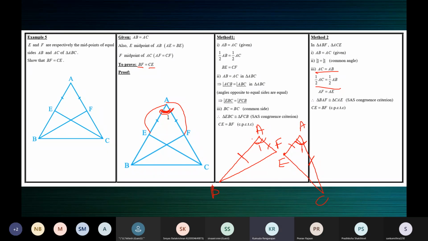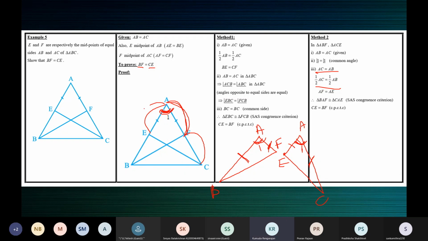See, one is angle A is equal to angle A, common angle. Then AB of this triangle is equal to AC of the other triangle. That's given to us. Now use the same information, AB is equal to AC, and take half. Half of AC is AF or FC, but we'll take AF because it's a part of this triangle.